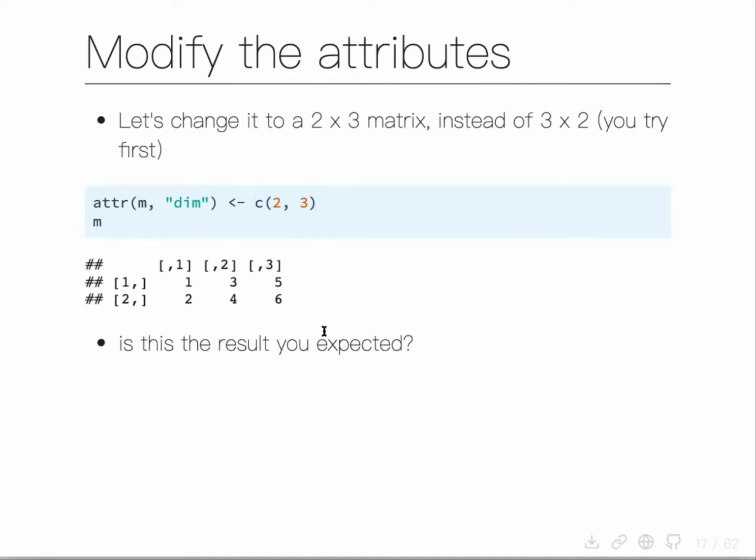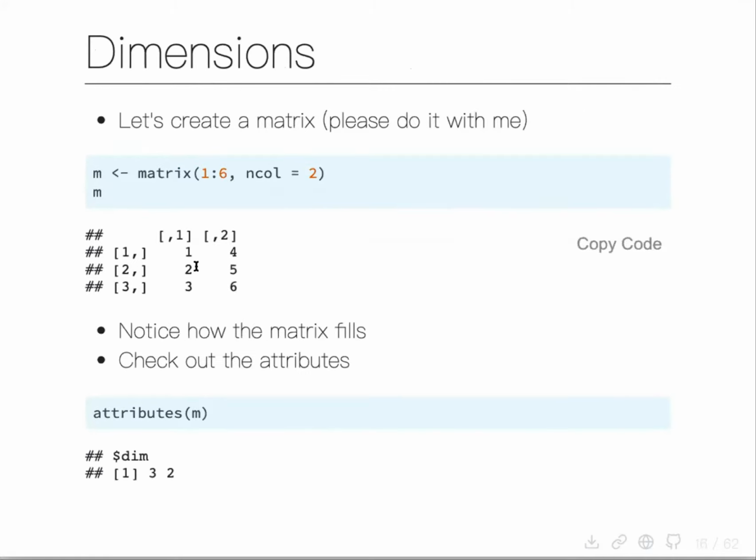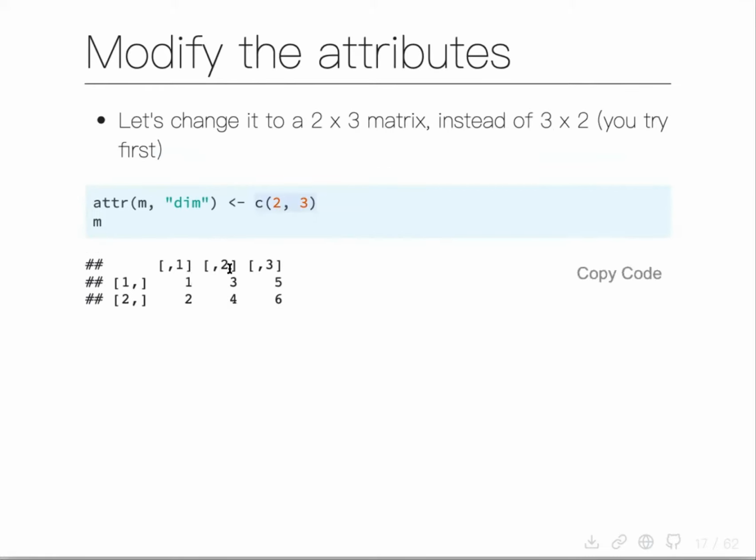Now, this is maybe not what you would expect, right? Because if we look back at this one, we see 1, 2, 3, 4, 5, 6. If we say that we're going to change it to a 2 by 3, we might expect basically the transpose of that matrix. That's not what we get, right? We get actually a completely different matrix that goes 1, 2, 3, 4, 5, 6. Okay?